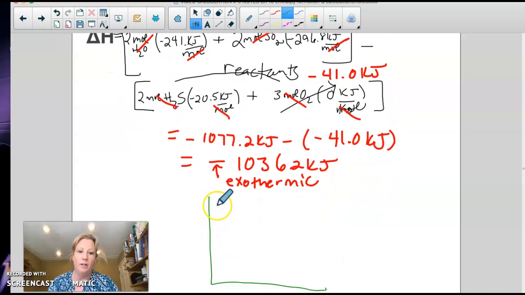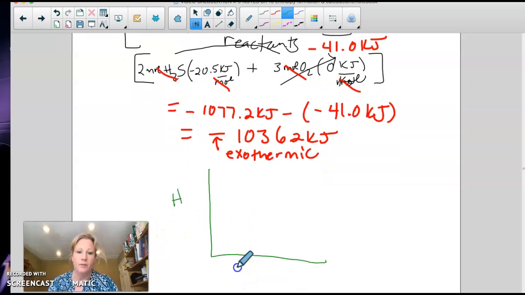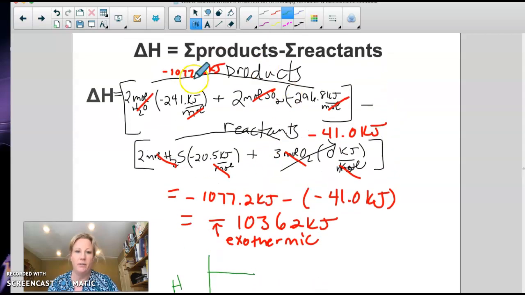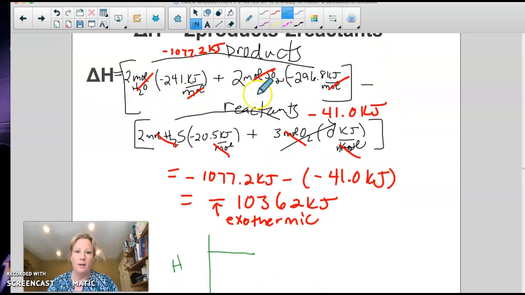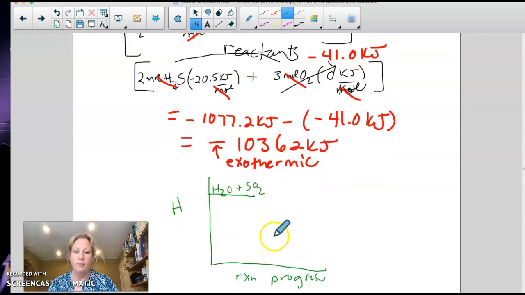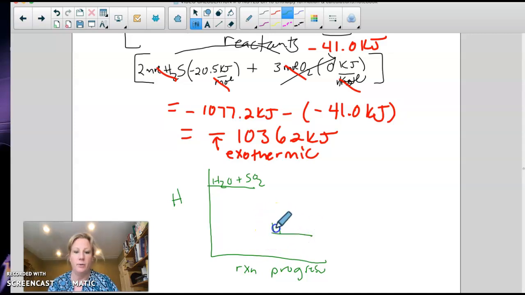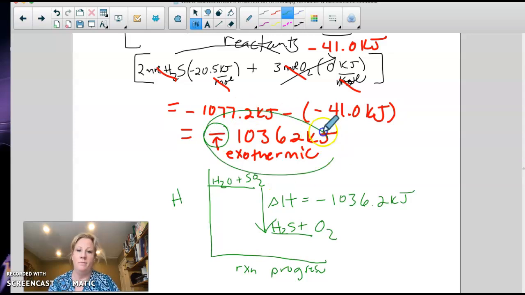But if I were going to draw the enthalpy diagram, remember this is reaction progress. This is an exothermic reaction, so my reactants, H2S and oxygen, would go here. And then my products, the water and the sulfur dioxide, would go here. So I have a drop in enthalpy. Enthalpy is negative.